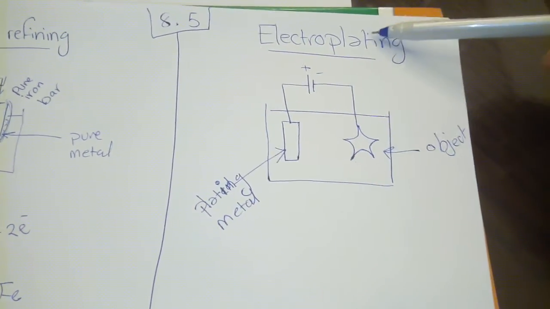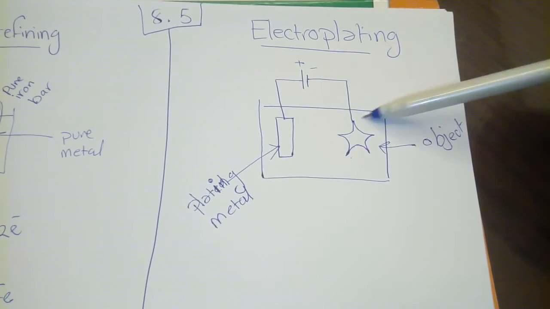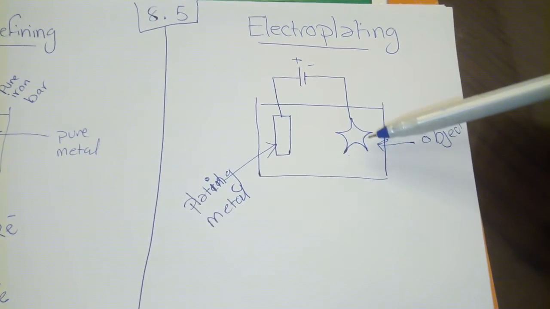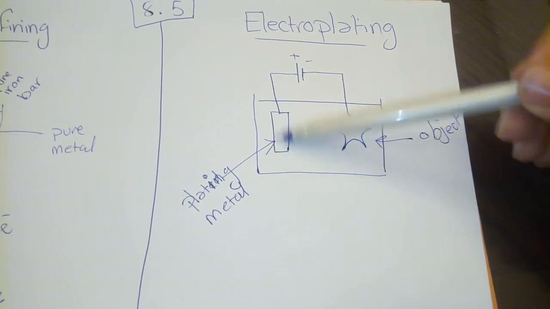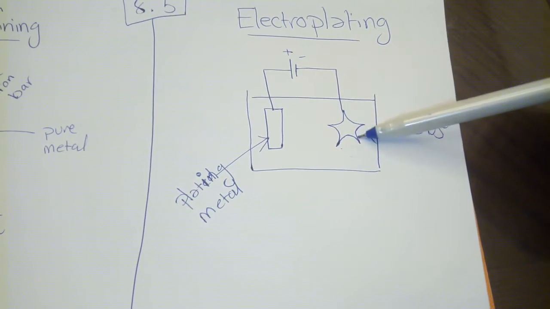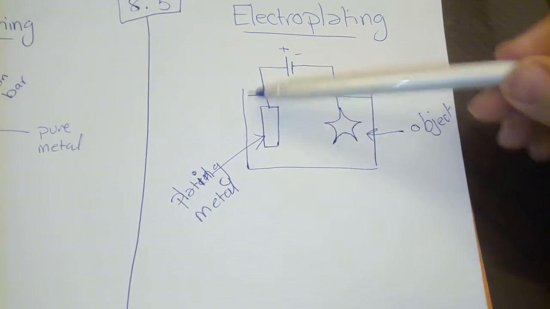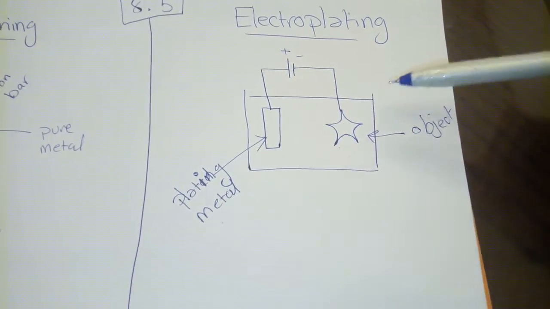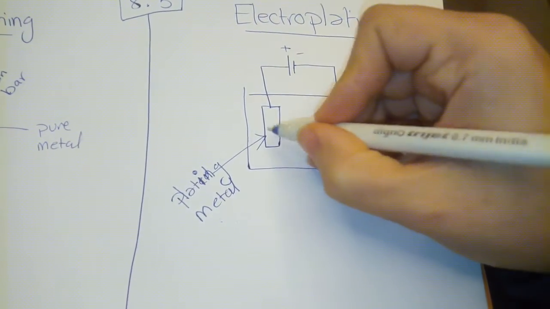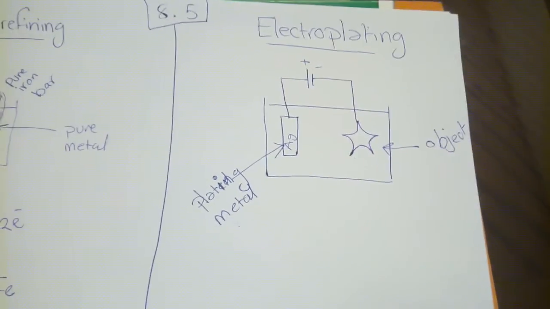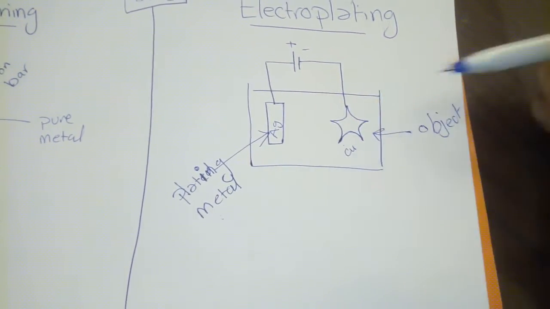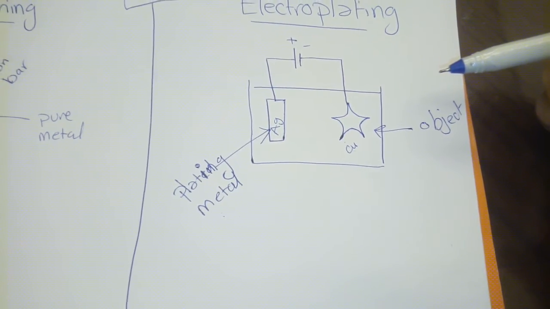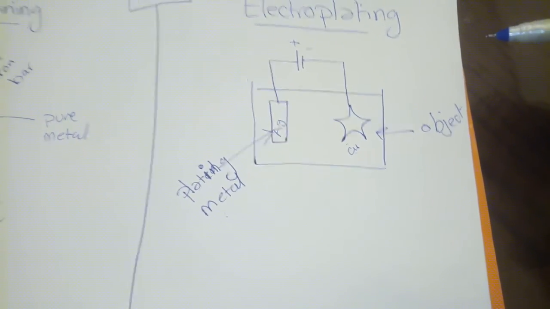The other application is electroplating. What's the meaning of electroplating? It's coating an object with another metal. I can do this by putting my plating metal on the anode and putting the object on the cathode, and I'm going to use an electrolyte from the plating metal. Assume this is silver, Ag, and this is copper, and I need to coat this star with a layer of silver. How can I do this?